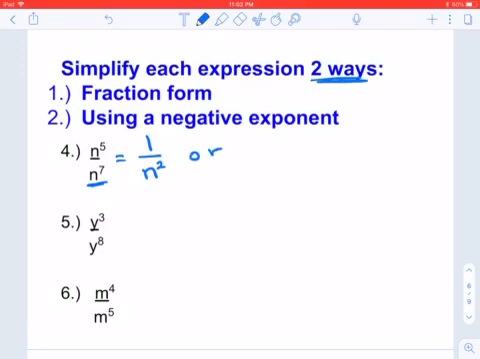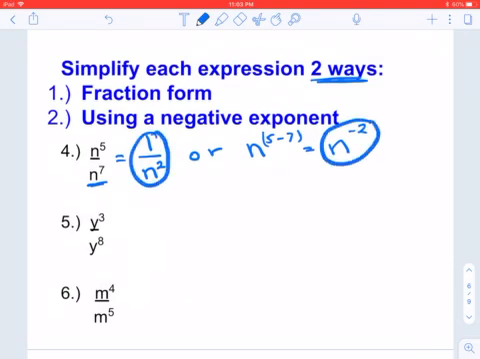Or the other way we can do that is taking n to the, let's subtract the exponents in order, the top minus the bottom. So that's 5 minus 7. That would give us n to the 5 minus 7. Who wins, positives or negatives? Negatives win, they win by 2. So 1 over n to the 2nd is the same as n to the negative 2 power. Let's try the next one.